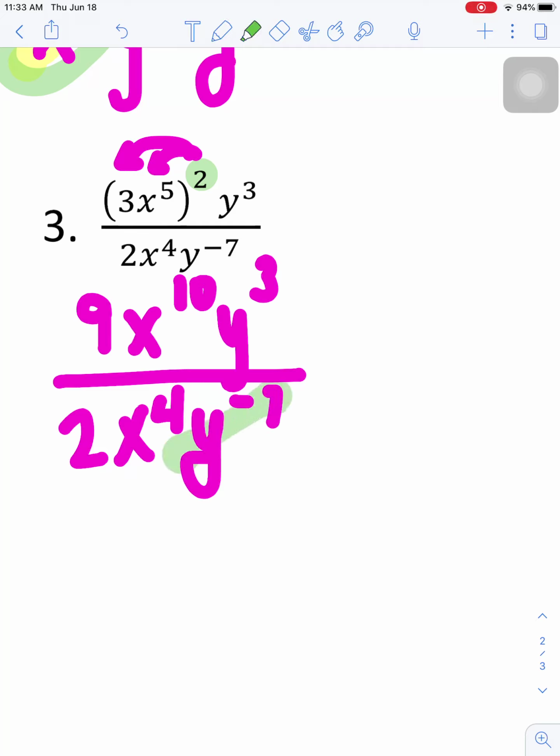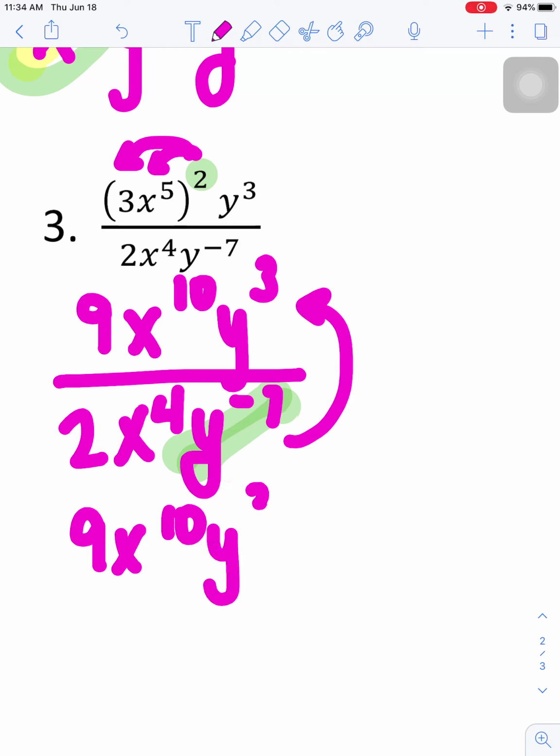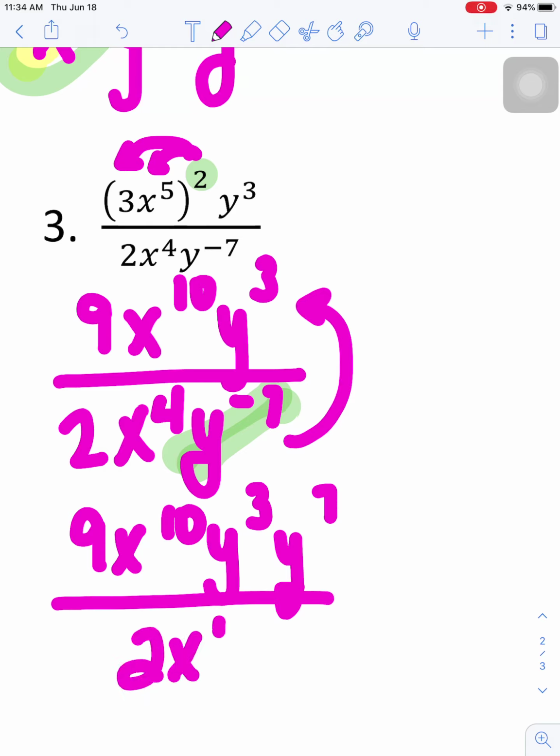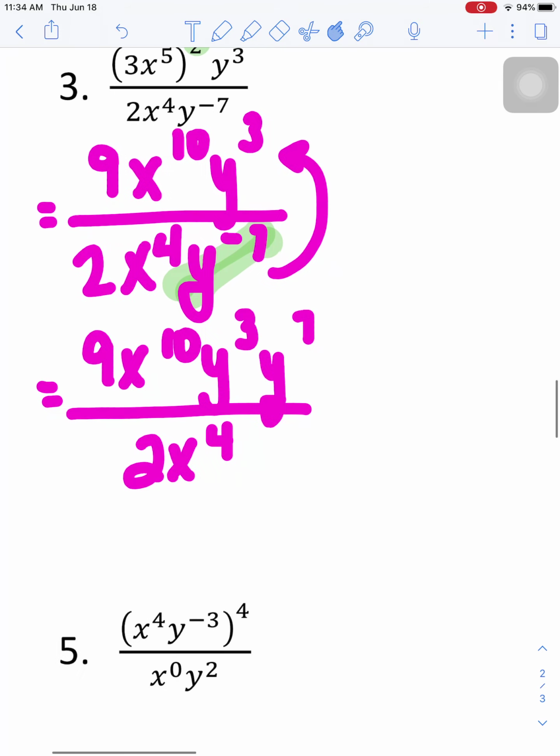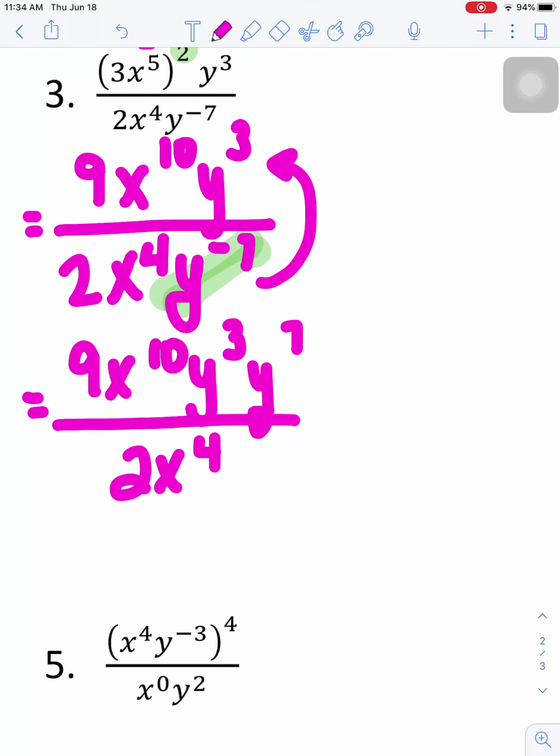Now again, many people like to get rid of their negative exponents right away. That would move up to the numerator because it's a negative exponent in the denominator. So now you have 9 x to the 10th y cubed, and then you would have a y to the 7th that is moving from the denominator. And then left in the denominator is 2x to the 4th. All right, simplifying that. Notice 9 over 2 is not going to reduce, so that's going to stay 9 and a 2 in the denominator.